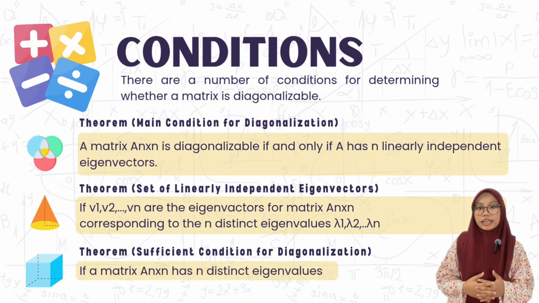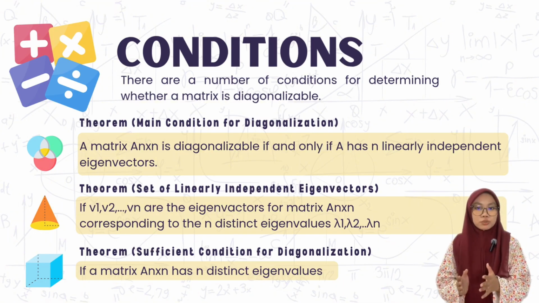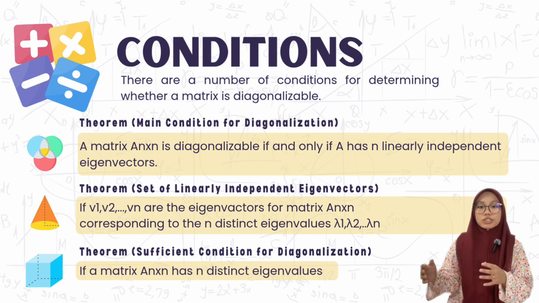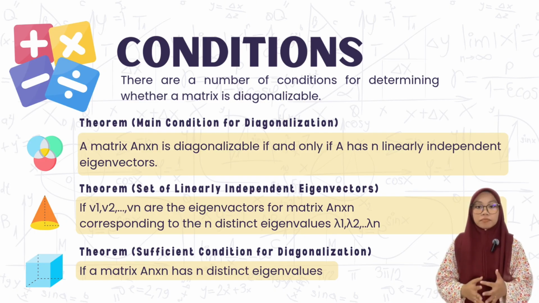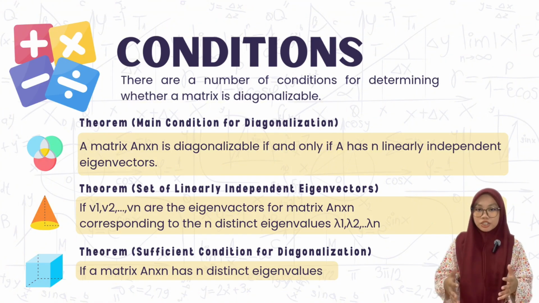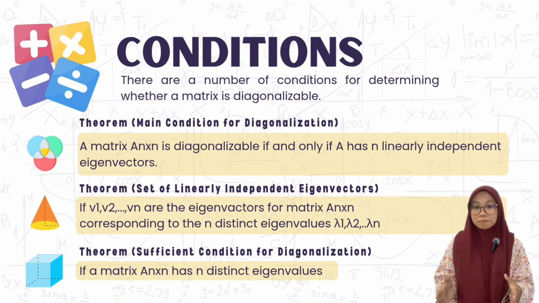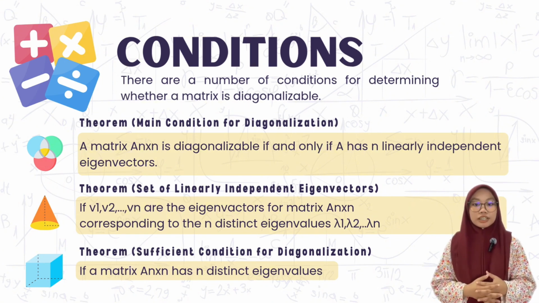The main theorem states that an n by n matrix is diagonalizable if and only if it has n linearly independent eigenvectors. The second theorem states that if v1, v2 up to vn are eigenvectors corresponding to distinct eigenvalues lambda 1, lambda 2 up to lambda n, then these eigenvectors are linearly independent. The sufficient condition is that if an n by n matrix has n distinct eigenvalues, then it is automatically diagonalizable. In simple terms, if a matrix has enough linearly independent eigenvectors, we can diagonalize it.